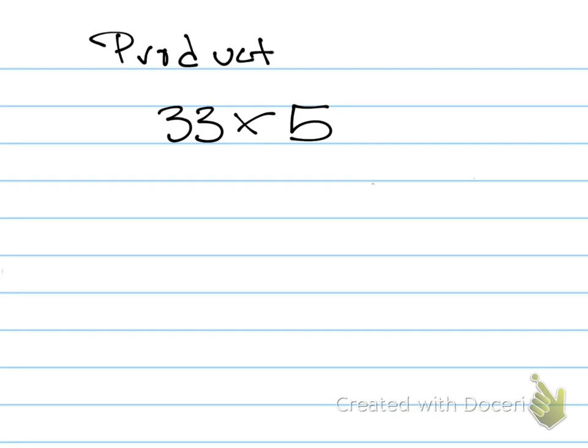Let's see. So we're going to have a question similar to, we'll say 33 times, we'll just say 5, make it easy, 33 times 5. They're going to be asked to find the product, which is the answer to a multiplication statement. So when we see product, we know we need to multiply.